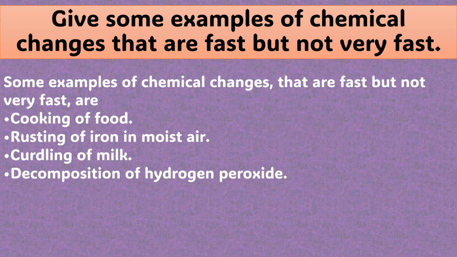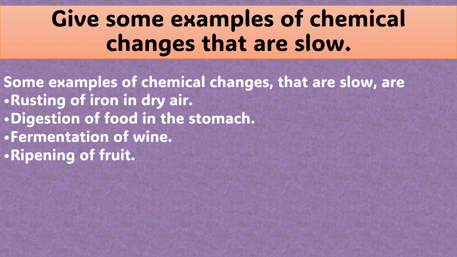Give some examples of chemical changes that are fast but not very fast. Answer. Some examples of chemical changes that are fast but not very fast are cooking of food, rusting of iron in moist air, curdling of milk, decomposition of hydrogen peroxide.